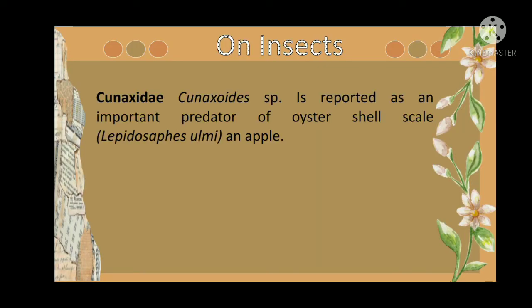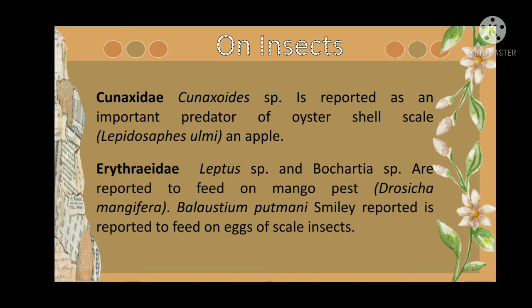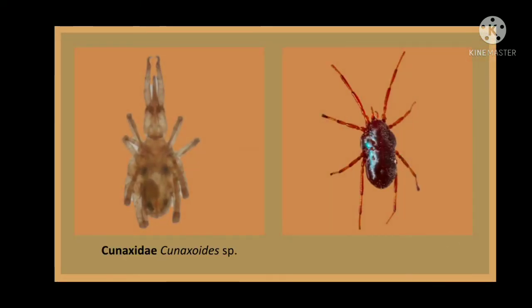Cunaxidae, Cunaxoides sp., is reported as an important predator of oyster shell scale of apple. Erythraeidae, Leptus sp. and Balaustium sp. are reported to feed on mango pests. Balaustium putmani is mainly reported to feed on eggs of scale insects. These are example images of Cunaxidae and Erythraeidae.